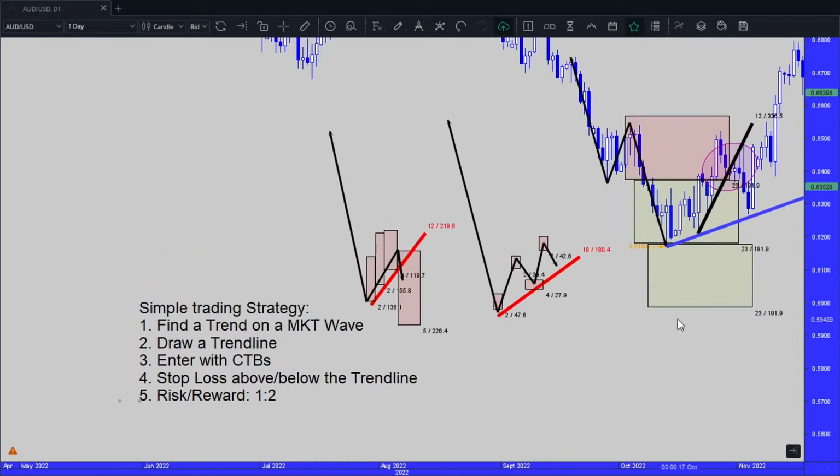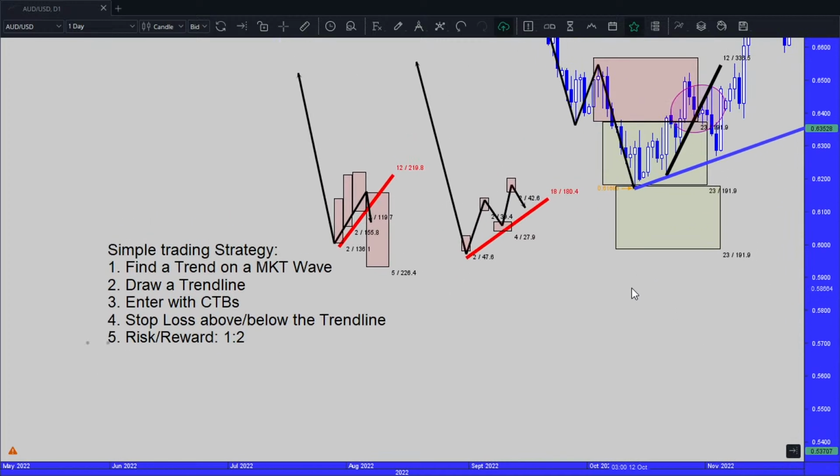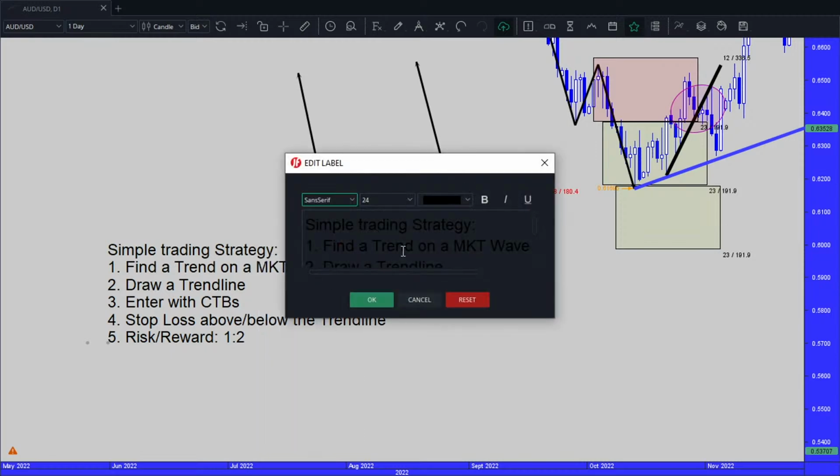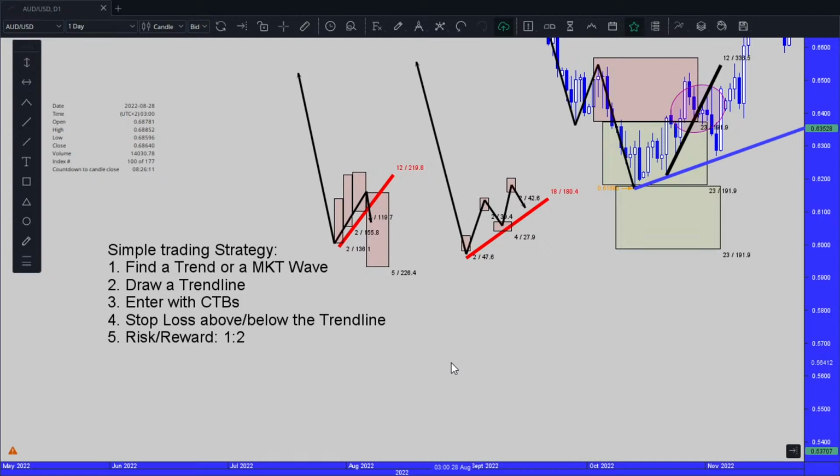Take a screenshot of this, everybody. You're going to love this. Yes, this strategy works. Simple trading strategy. Find a trend or a market wave. You're going to do this together. Type in the chat a currency pair and the time.